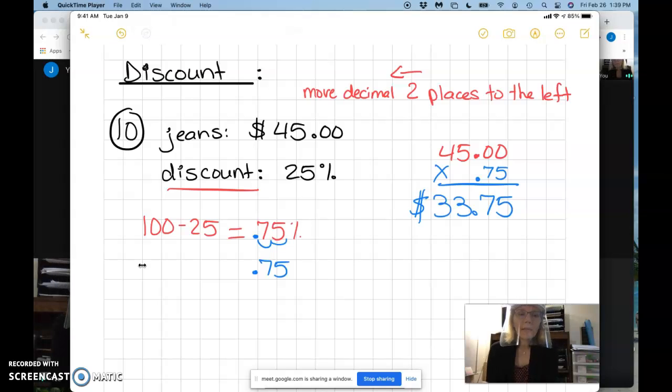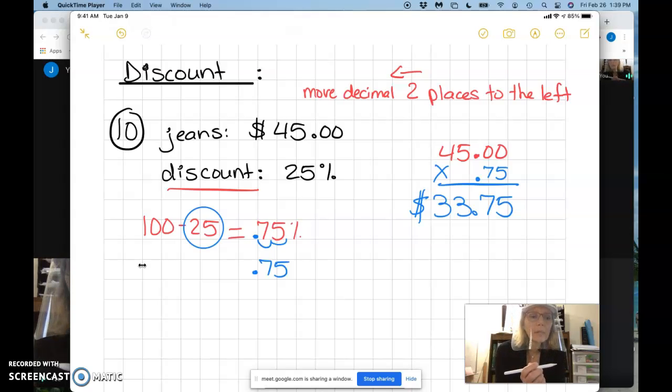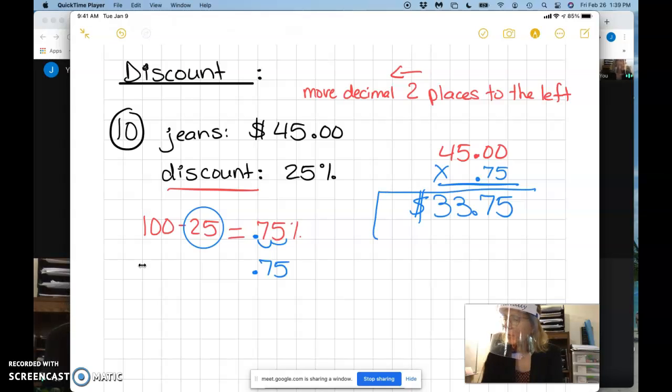Okay, so for discount, you're going to subtract the discount from 100. It's going to give you this new number. Move the decimal 2 places to the left, and then multiply by your original price. And this is how much we will pay for our jeans.